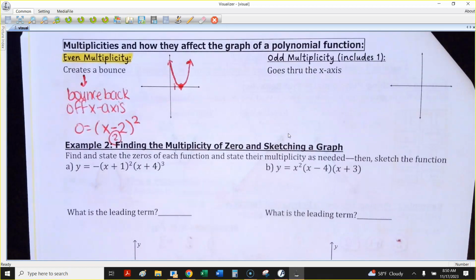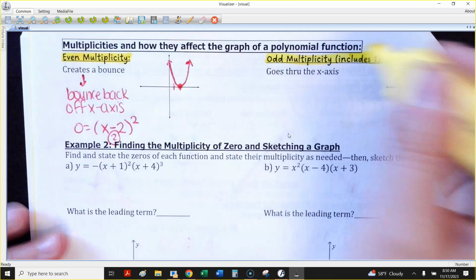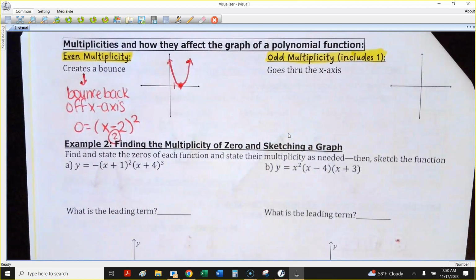So anytime you have an even multiplicity, don't go through the x-axis, you're just going to bounce back the direction that you came. All the problems we did on the front had an odd multiplicity. And we usually don't identify a multiplicity if it's just to the first power, but I just put that up there. That includes 1. So if you just have a plain x, or something like x minus 8 in parentheses, it goes through the x-axis.